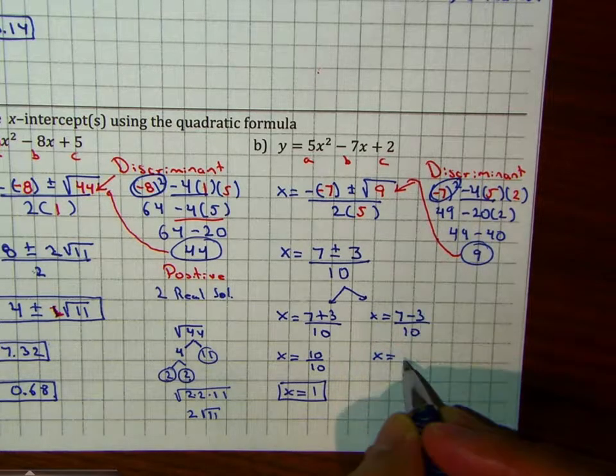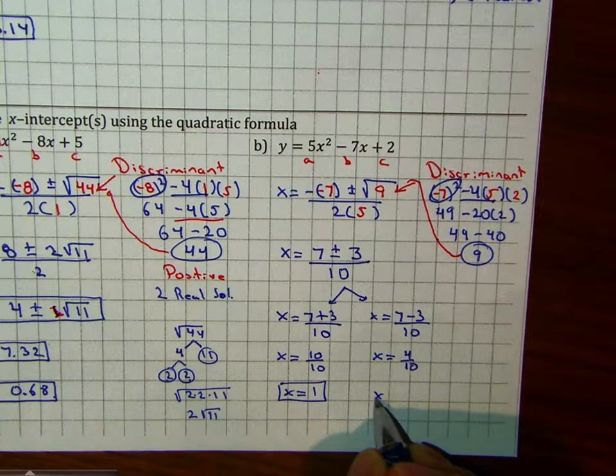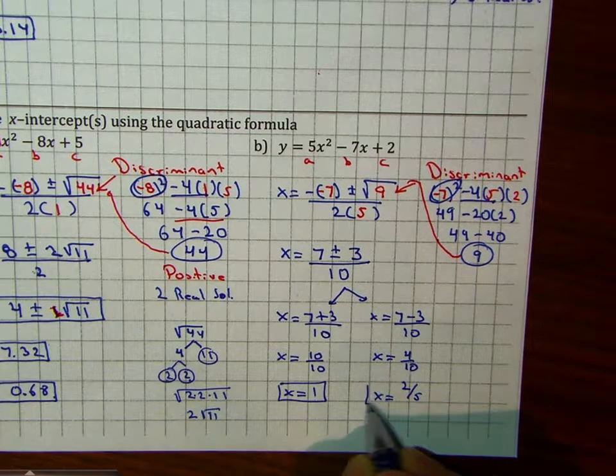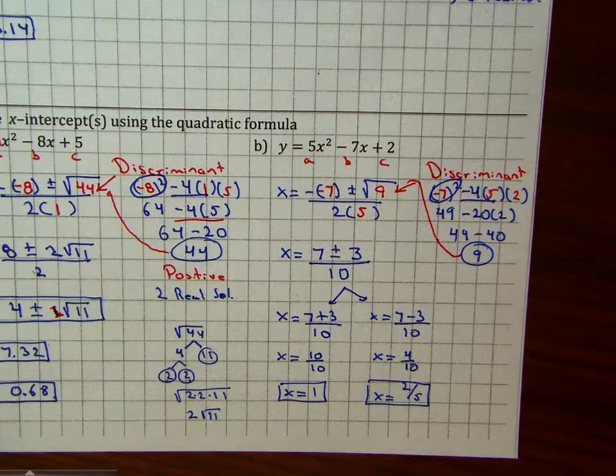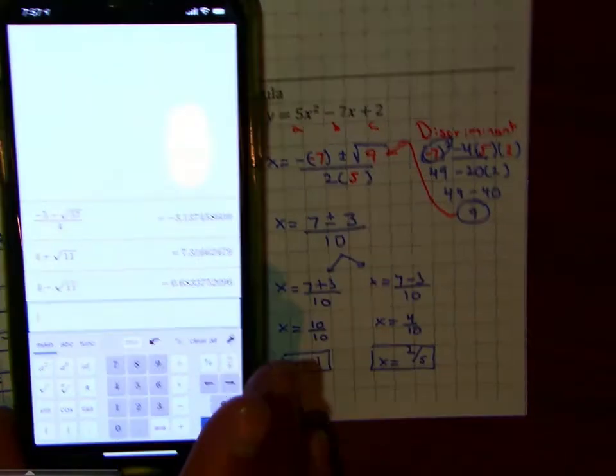7 minus 3 is 4 over 10. And I can reduce it by 2. Divide by 2 gives me 2. Divide by 2 gives me 5. Or somebody can say, DS, can I just use a calculator at that point? Sure, but I feel like it's more work.